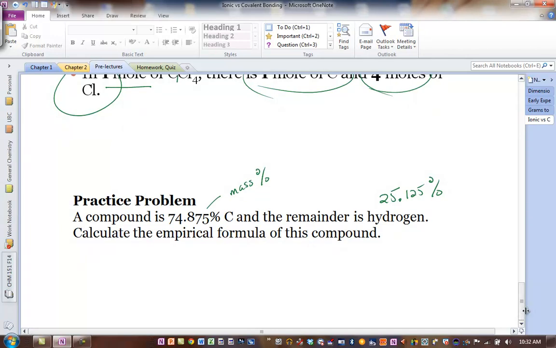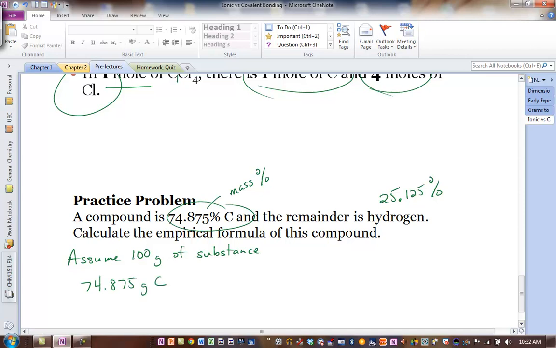So how are we going to do this calculation? One thing we're going to do to help our calculation is assume we have 100 grams of substance. Now, why would we want to do that? To make our lives easier. Isn't that our whole goal in life, to make our lives easier? Because these percentages are mass percents, if you take 74.875% of 100, guess what you're going to get?